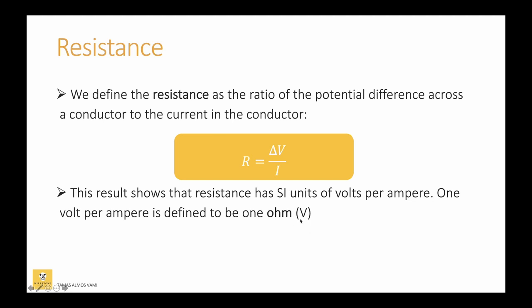This V is supposed to be an omega. I'm sorry, it didn't really come through with the PowerPoint. So the SI units are ohms, and they are volts divided by amperes.